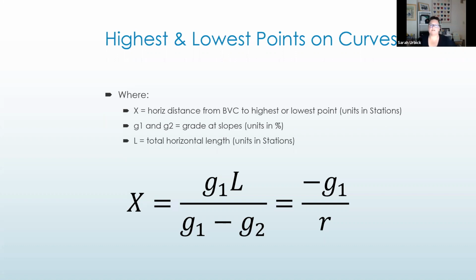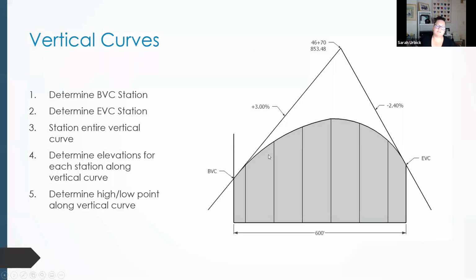So how do we find the highest and lowest points? X is our horizontal distance over to that point on our profile. We have our slopes. Again, the units are in percentage. And the length is our total length in stations. So our stationing is going to give us where that point lies and what that point is. So this is going to be a typical profile that you're going to see for problems that we're going to do.